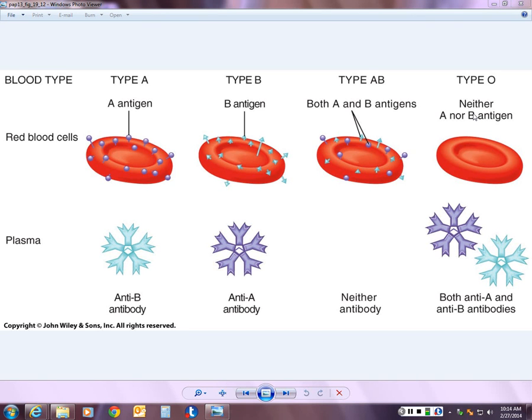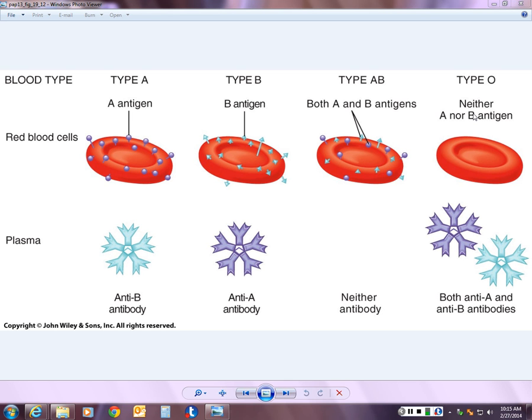A antigen, type A blood. B antigen, type B blood. A and B antigen, type AB blood. No antigens, you're type O. Now on the antibody side of things, the rule of thumb is this: you make antibodies to the antigen that you do not have. So in the ABO group, you make antibodies to the antigen or antigens that you do not have, and you do this basically from birth.